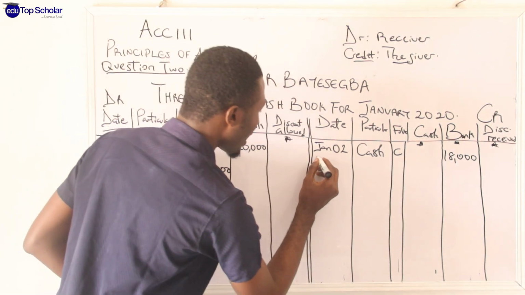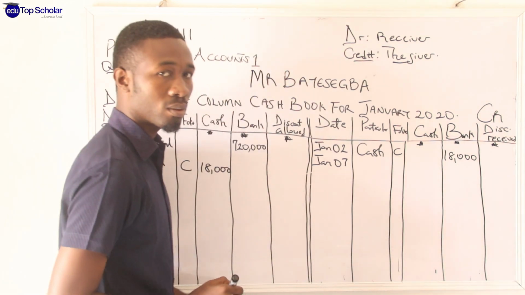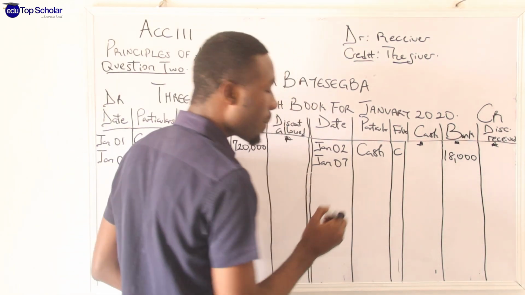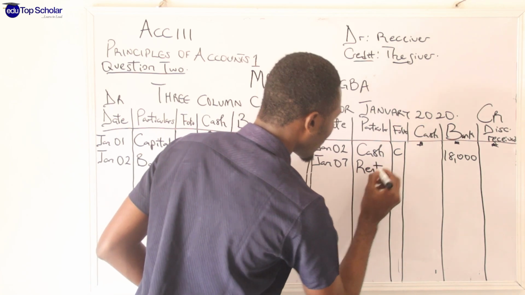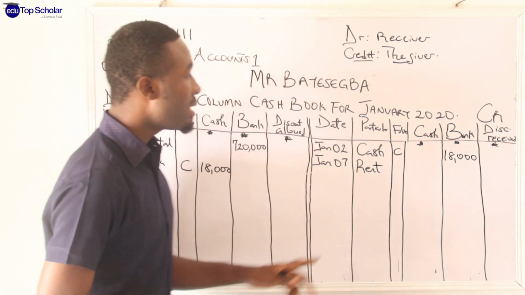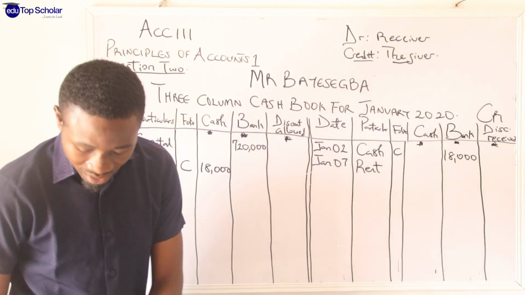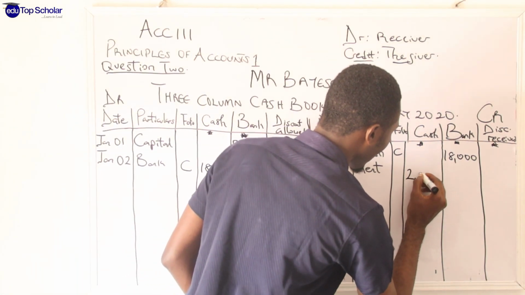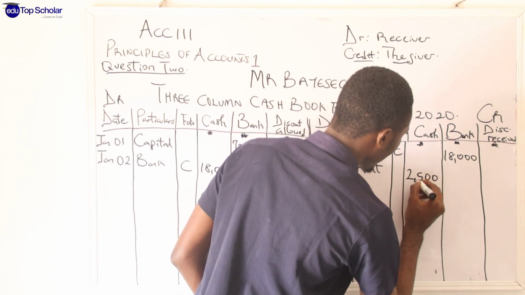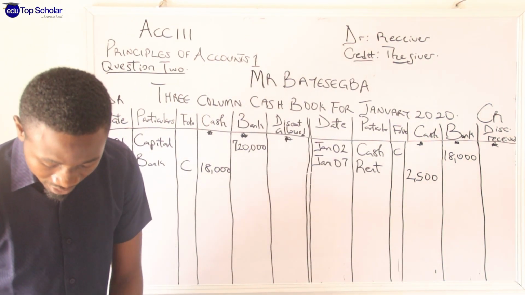So we record it as January 7 because we paid rent. So our particulars will be rent. And how did he pay it? Did he pay by cash or he paid by bank? They said he paid rent by cash. So it's going to be recorded on the cash side for 2,500 naira. Very simple and very clear.